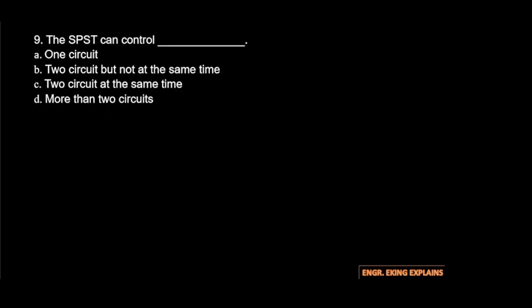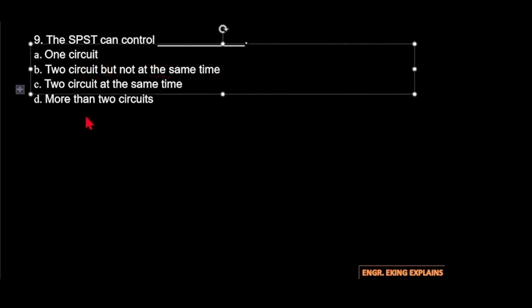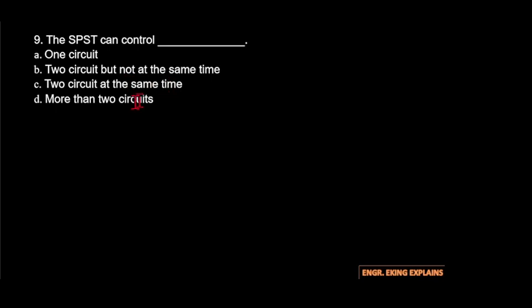Next, single pole, single throw can control one circuit, two circuits but not at the same time, two circuits at the same time, more than two circuits. Okay. So, ano yung kayang makontrol ng ating single pole, single throw switch? Okay, so the correct answer for this one is letter A. Isang circuit lang yung kaya i-control ng ating single pole, single throw.